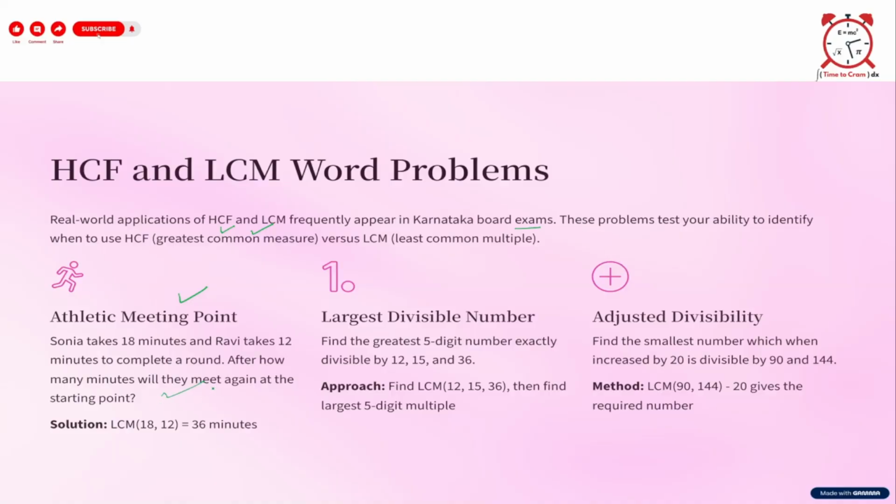What we have to do is find the LCM of both given numbers 18 and 12, and its LCM is 36. So they will meet again after 36 minutes at the same starting point. Next, largest divisible number. Find the greatest 5-digit number exactly divisible by 12, 15 and 36. So how to do it? Find the LCM of these given numbers. This question looks very difficult, but the answer is that easy. Find the LCM of the given numbers, then find the largest 5-digit multiple.